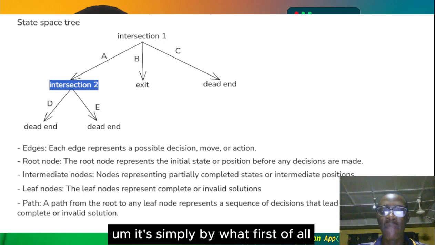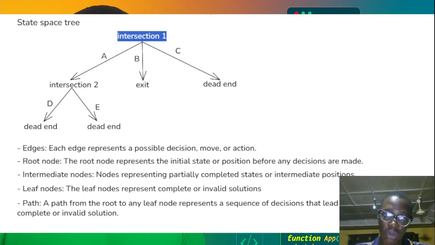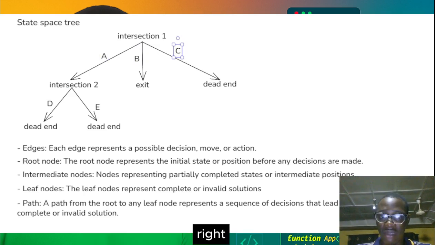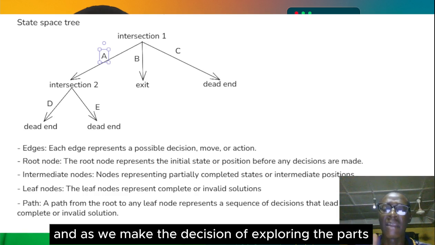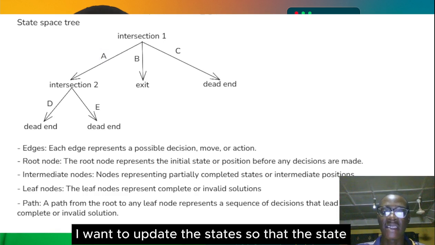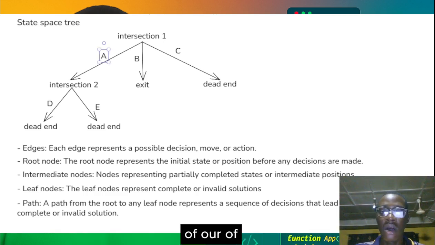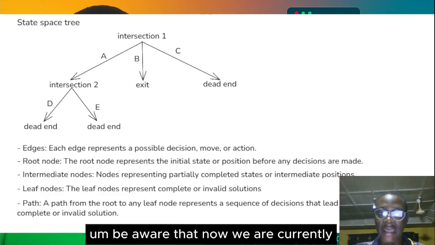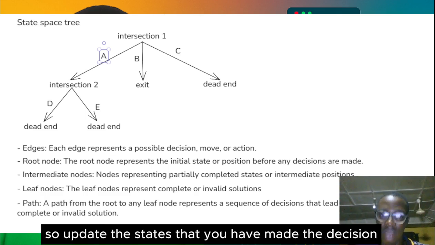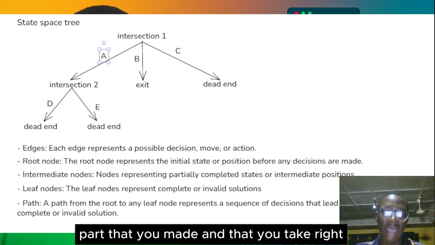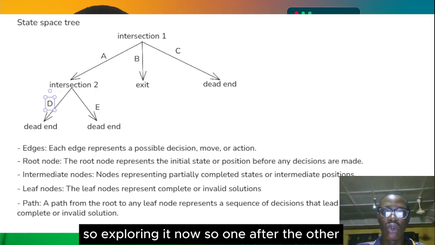So first of all, we start at the root node, right? And then we want to explore all possible paths. As we make the decision of exploring the paths one after the other, first of all we want to update the states of our environment, of our program, so that it is aware that we have currently made a decision. So update the states that you have made the decision, then again explore all paths that branch from that path that you made and that you take, right?